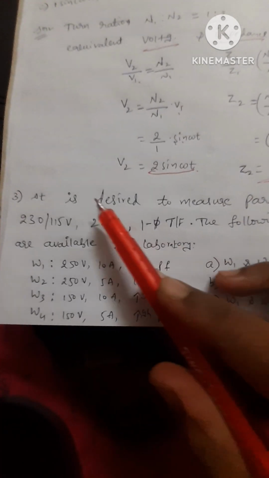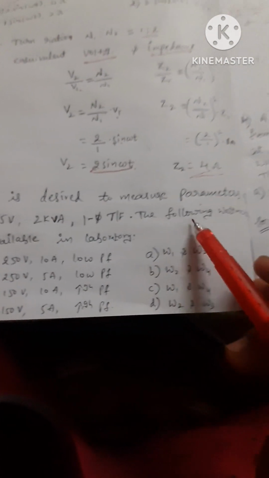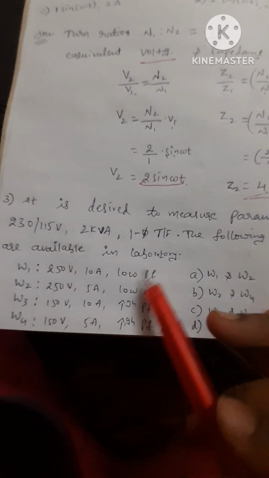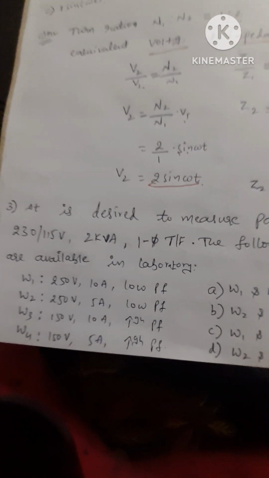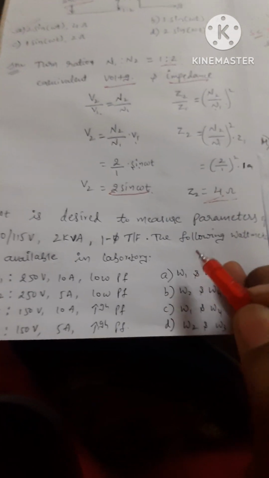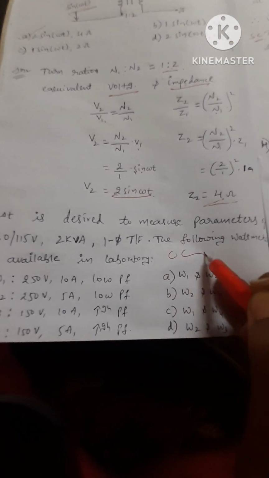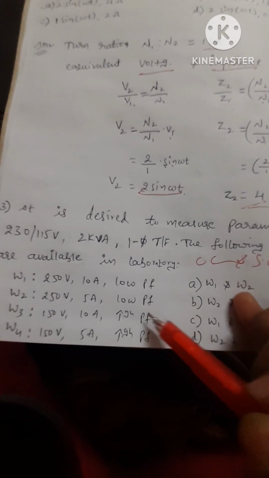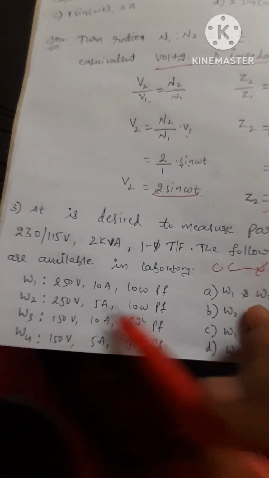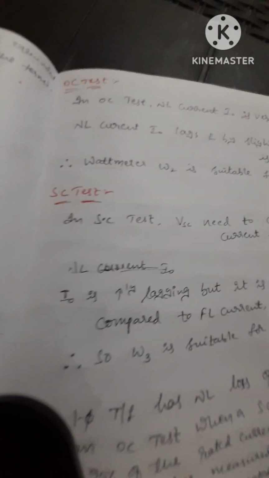Next question: it is decided to measure the parameters of a 230 by 115 volts, 2 kVA single phase transformer. The following wattmeters are available in the laboratory: W1, W2, W3. They are asking which wattmeter is suitable for the OC and SC tests.